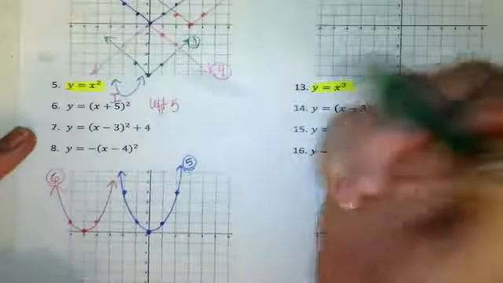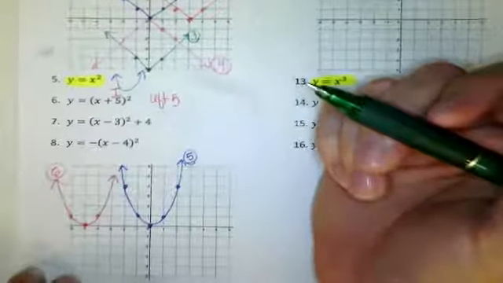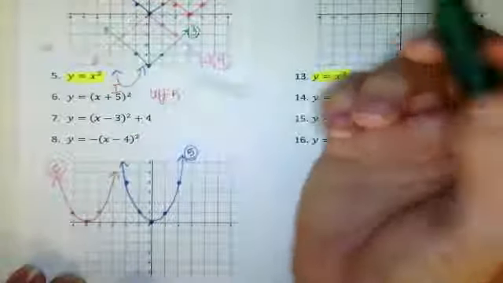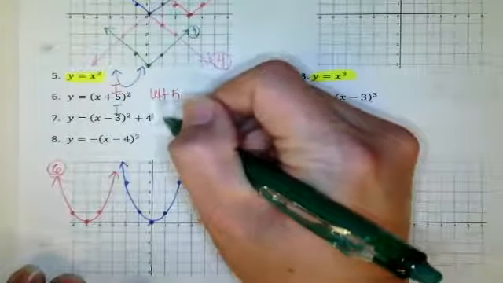All right. Number 7. How many transformations do we have on number 7? 2 transformations. There are 2 numbers changing things up here. So that 3, is it on the inside or the outside? Inside. Does that affect X's or Y's? How does it shift, left or to the right? Right.